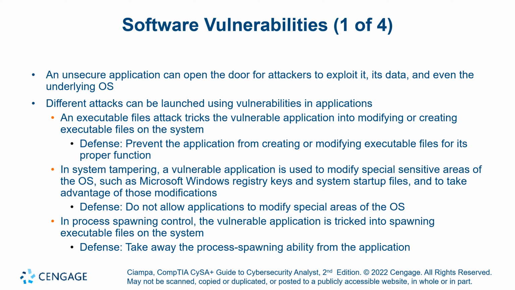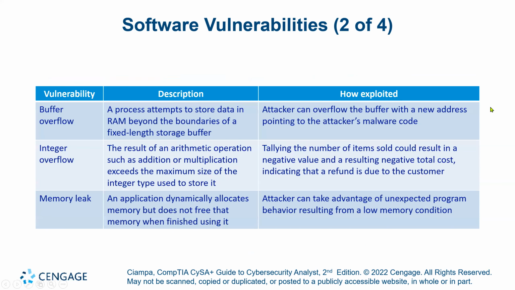In system tampering, a vulnerable application is used to modify special sensitive areas of the operating system, such as Microsoft Windows registry keys and system startup files, and to take advantage of those modifications. Defense: do not allow applications to modify special areas of the operating system. In process spawning control, the vulnerable application is tricked into spawning executable files on the system. Defense: take away the process spawning ability from the application.